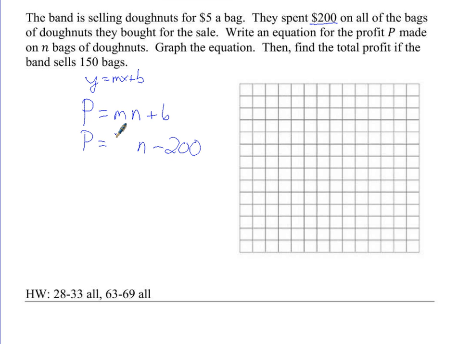$5. Why is it $5? Because they sell it for $5 a bag. Notice it says $5 a bag. That's like $5 per bag. That's like $5 each bag.